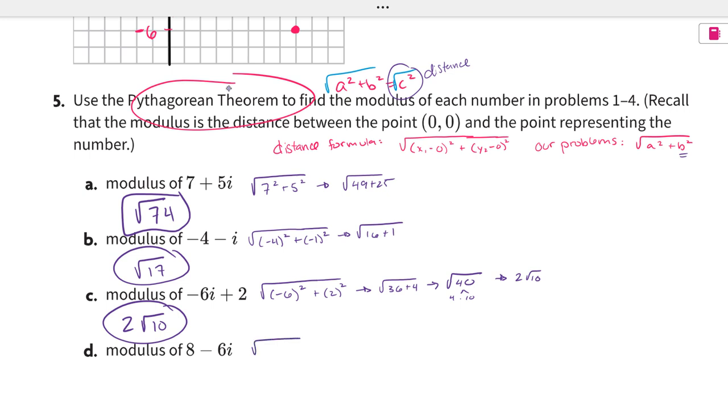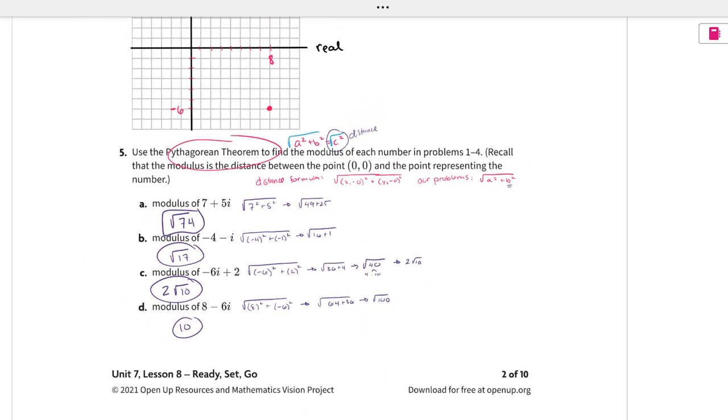Okay, and here we have 8 squared plus -6 squared. So we get 64 plus 36, which is 100. And the square root of 100 is 10.